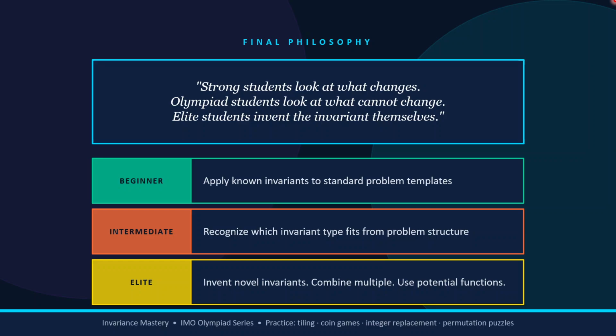Okay, final philosophy. Let's end with this quote. Strong students look at what changes. Olympiad students first look at what changes, but after that decode what cannot change from it. Whereas elite students directly invent the invariant themselves. We don't have to be elite students, we just have to be Olympiad students. So if you're just a curious student, I'm glad to help you with how to convert and decode these.